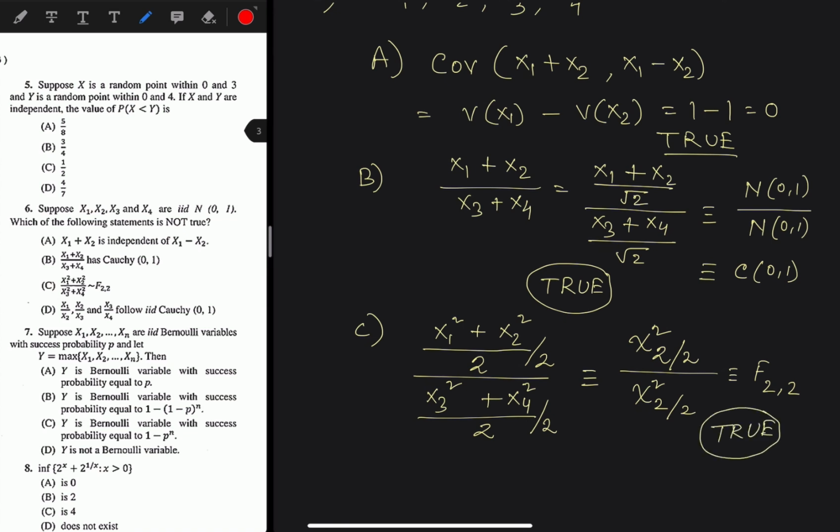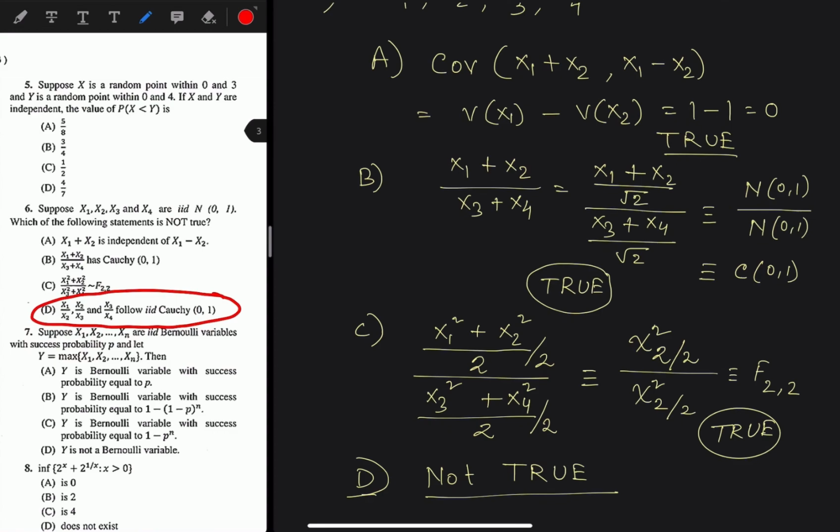Okay, so we have to find the option which is not true. As the three options are true, we can say that the fourth option, x1 by x2, x2 by x3, is not true, as all the other options are exactly true. So the fourth option is not true, and our correct option is option D.